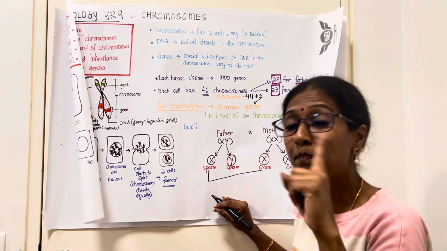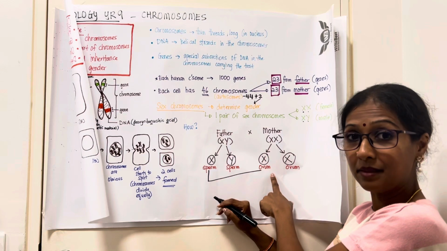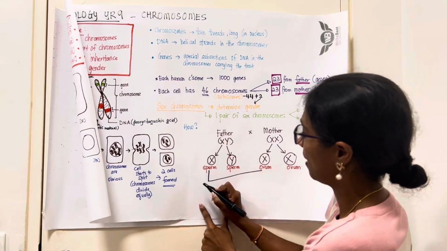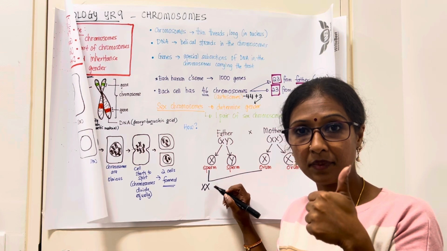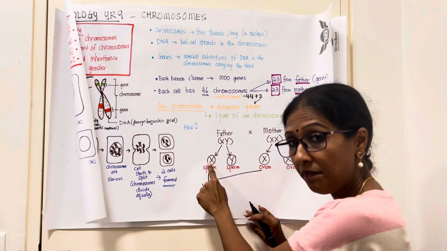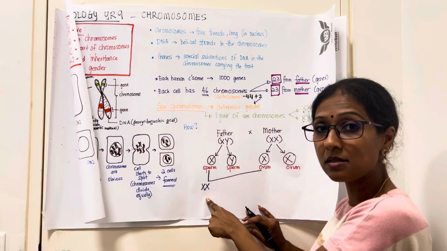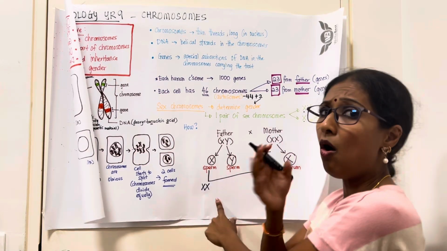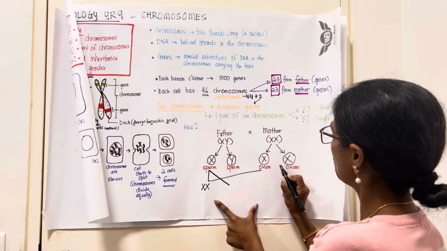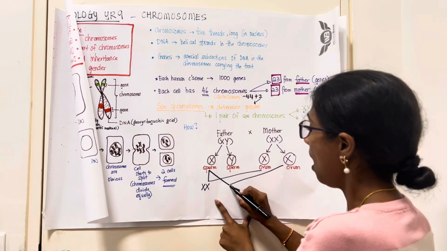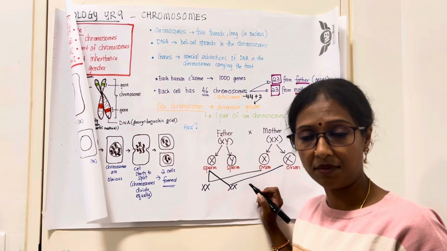So, let's do the first possibility. This sperm will fuse with this egg. What will you get? X, X. Got it? Right? Again, this sperm will fuse with this egg. This is X, I'll have X, X. Alright? Or, this sperm could also fuse with this. Again, another XX. Good. Alright?